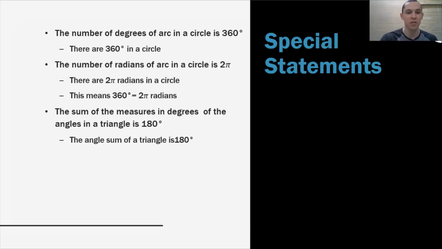And then it tells you lastly, the sum of the measures in degrees of the angles in a triangle is 180 degrees. Obviously, that's a lot of words to just say that a triangle has 180. There's 180 degrees in a triangle. That's all it's trying to say.